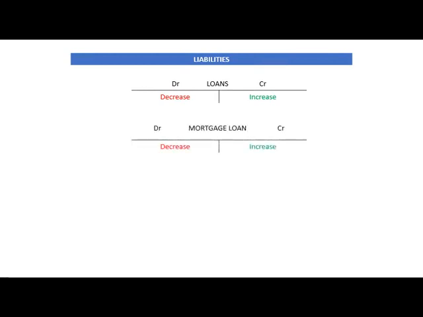We've got liabilities. The more we owe people, the more we credit it. So loans will increase on the credit side. So these are examples of liabilities. We also have mortgage loan. When we owe more, we'll credit mortgage loan.